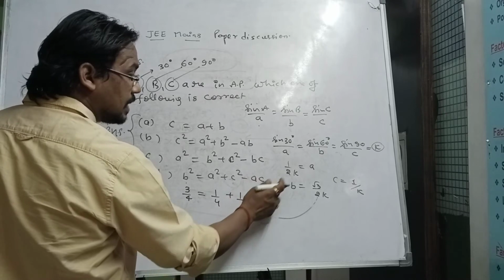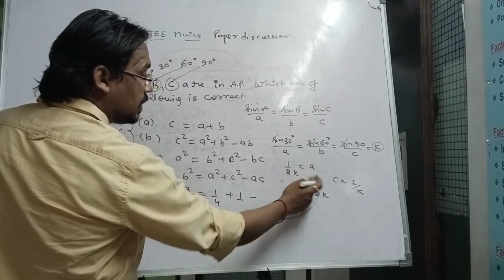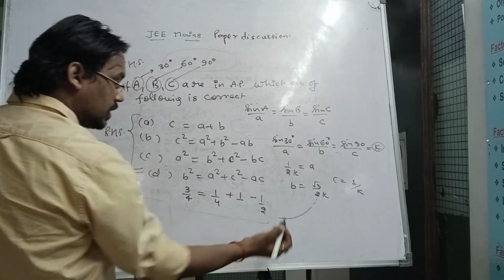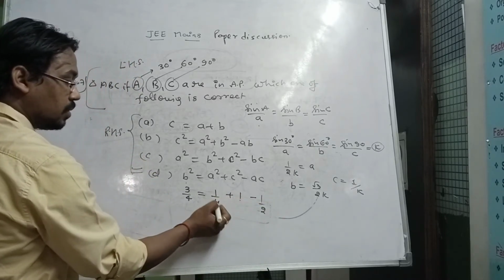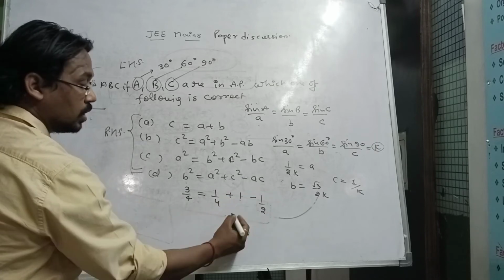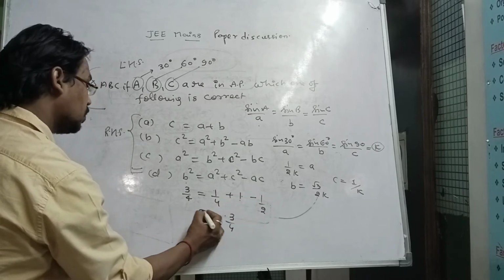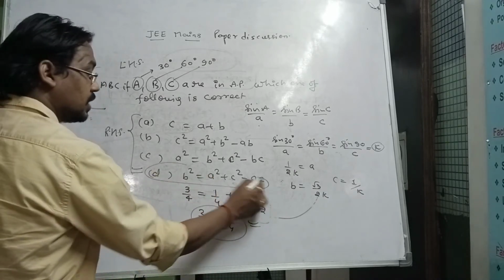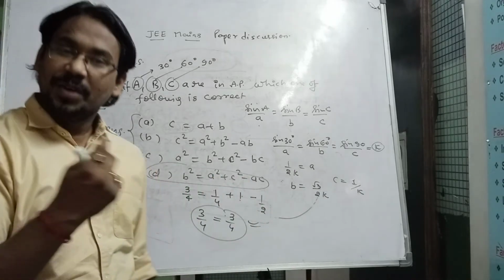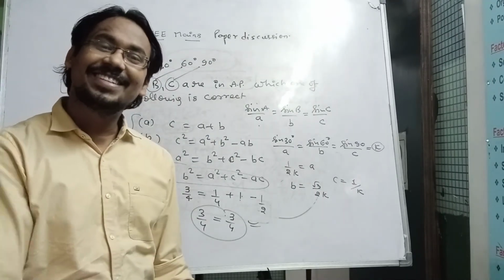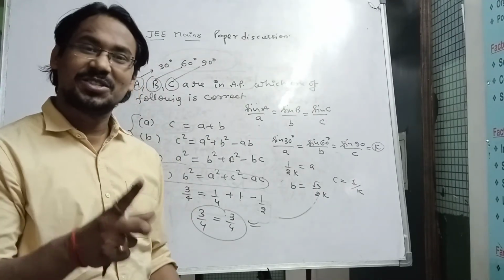Then minus ac. So ac will be 1 upon 2. So 1 upon 4 plus 1 is 5 upon 4, minus 1 upon 2. So 3 upon 4 is equal to 3 upon 4. So you can see only the D option is correct for this. By putting the values we got that LHS is equal to RHS. I think it is okay.